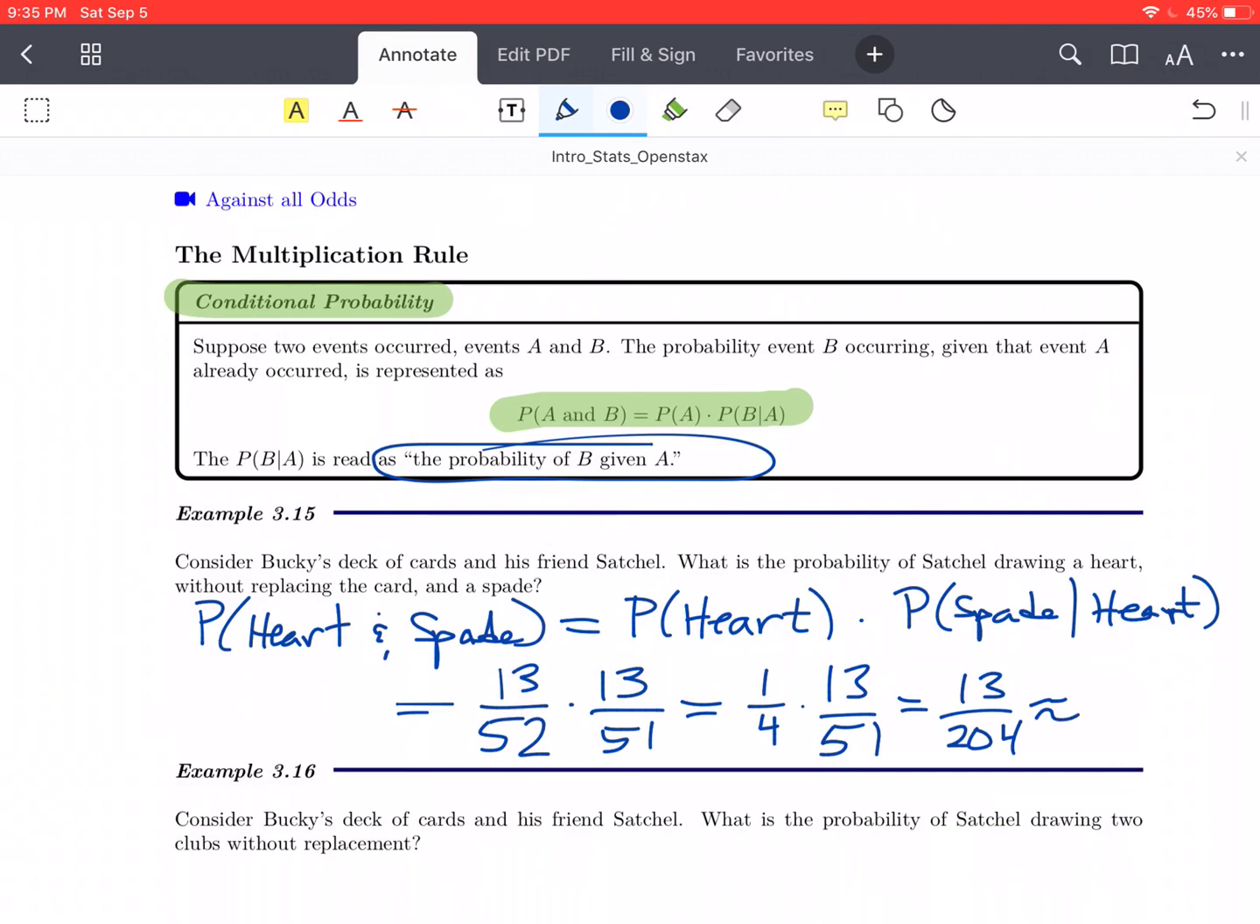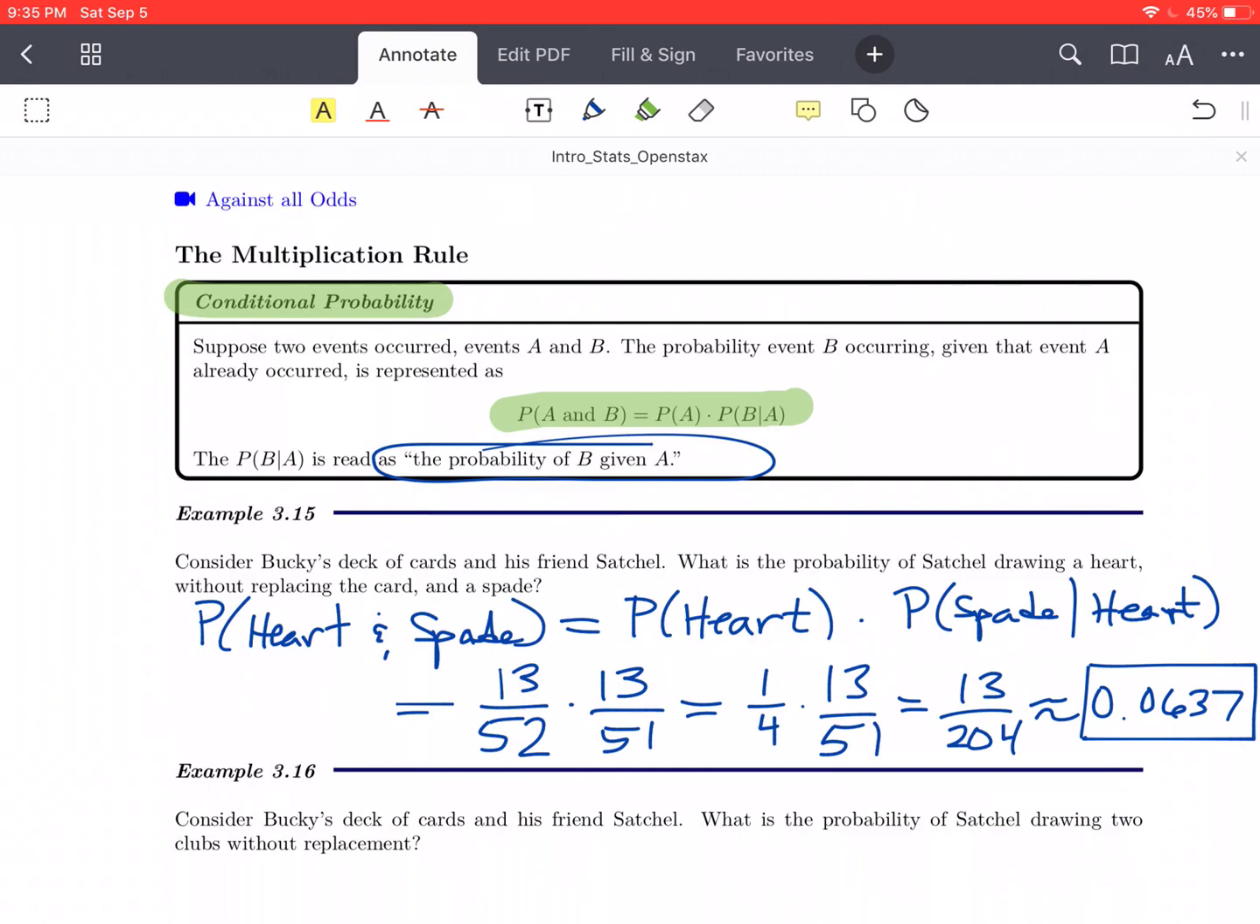As a decimal, which is a little more informative, we get 0.0637. So the probability of him drawing a heart and then a spade is 0.0637, so about a 6% chance that that will happen. So not very likely.